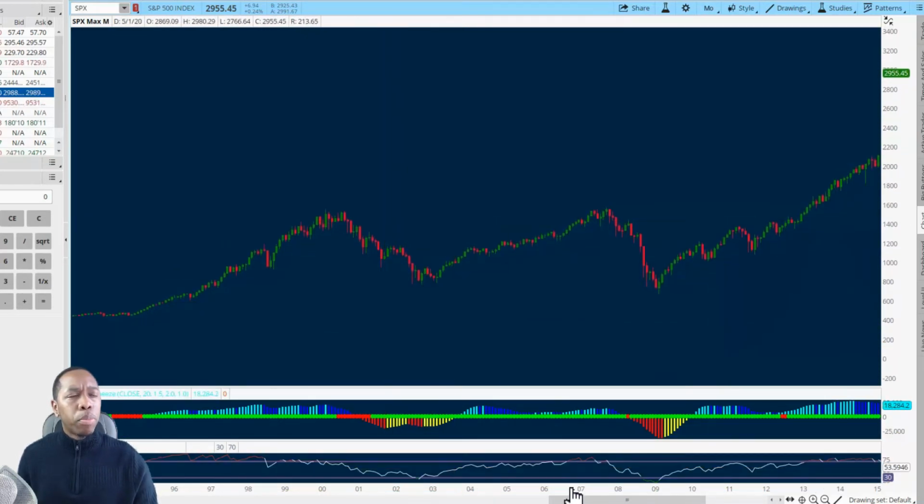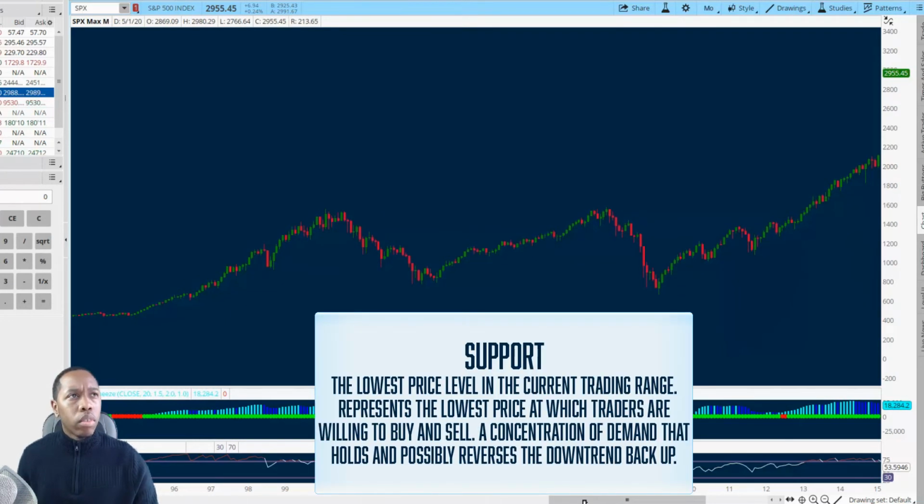All right. So to cover support and resistance, what you need to understand is support. What is support? Support is basically the lowest price in the current trading range. Okay, it's the lowest price in the trading range. I'm going to show you what that looks like. Let me pull up my price tool here.